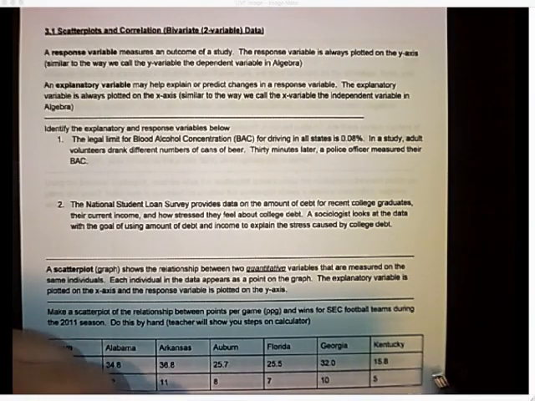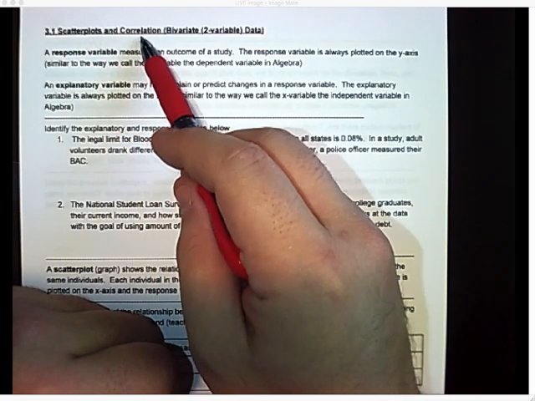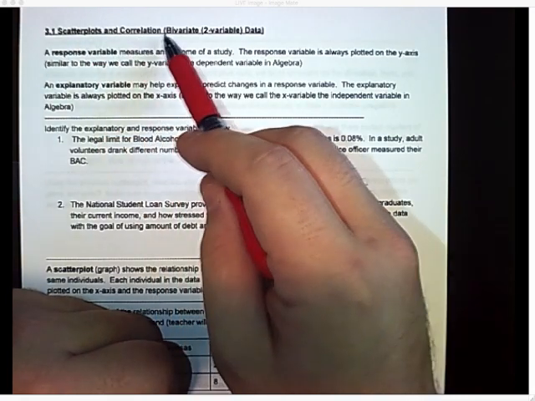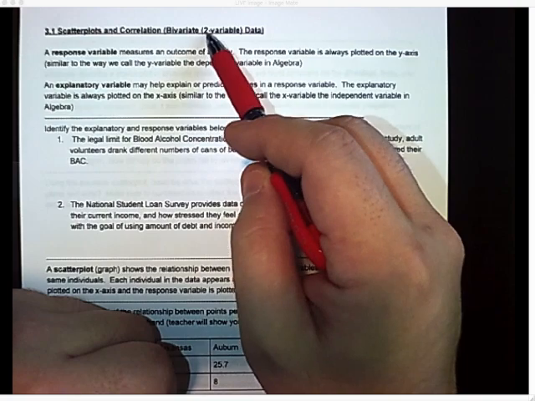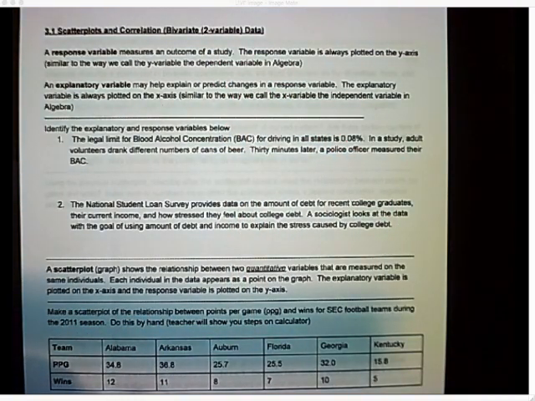All right, guys, this is the video for 3.1 in the textbook. It's called Scatter Plots and Correlation. So we're talking about bivariate or two variable data. Okay. So let's go over a couple of vocabulary terms.